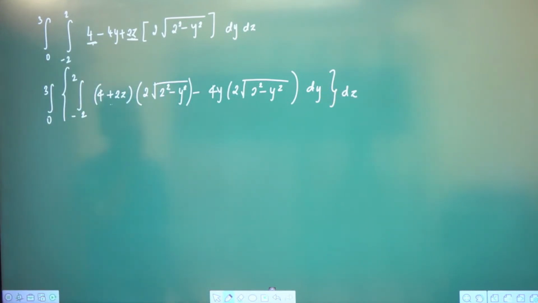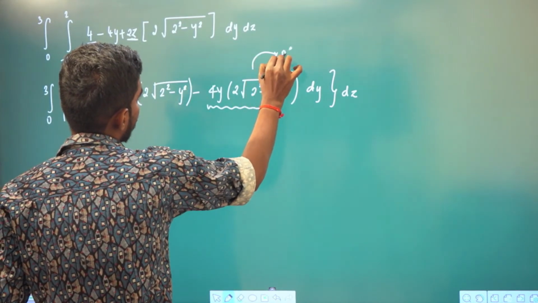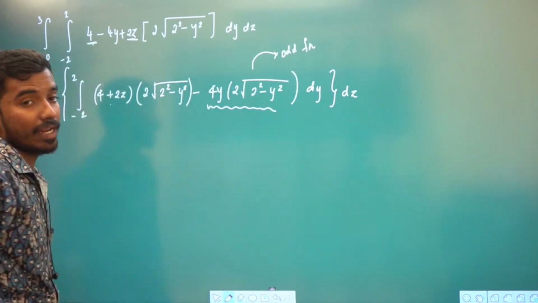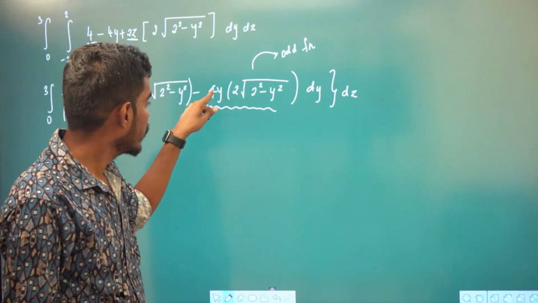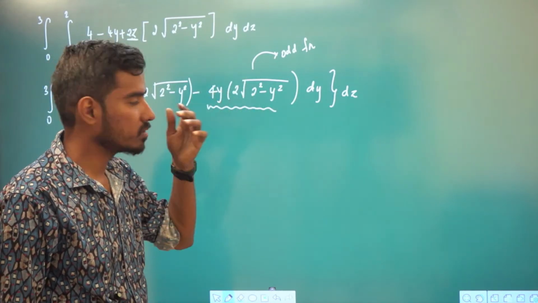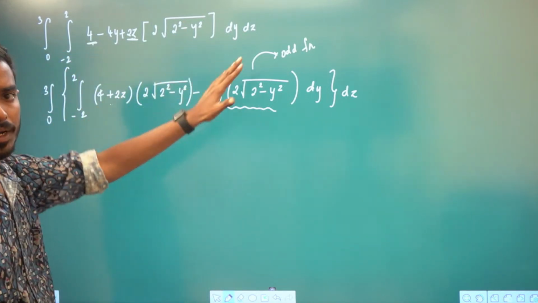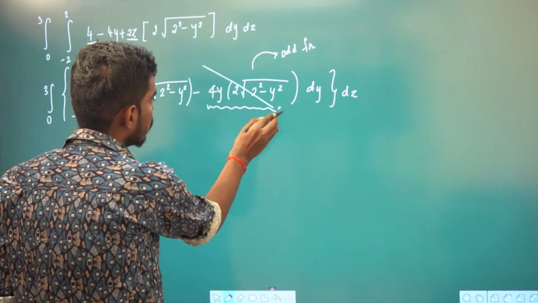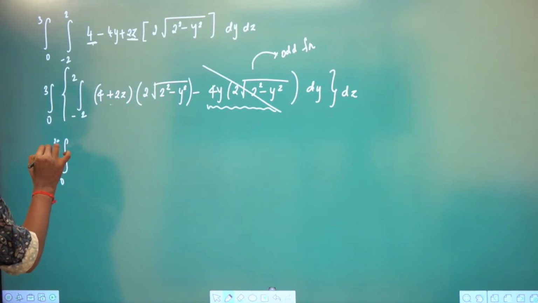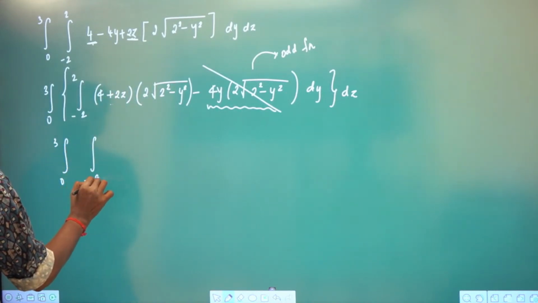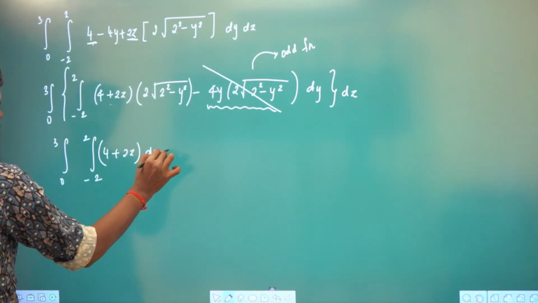Now, with respect to y, we need to integrate, right? This is an odd function, yes or no? This is an odd function because f of minus y is minus f of y. You take this as f of y. So f of minus y will be minus f of y, right? Very obvious. So the integration from minus a to a of an odd function will always be 0. So I can always discard this because it's an odd function. So we will have integration of 0 to 3, integration of minus 2 to 2, 4 plus 2z dy dz.